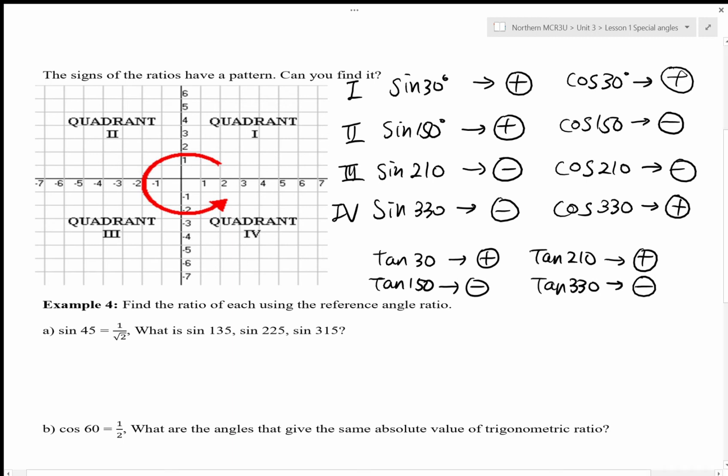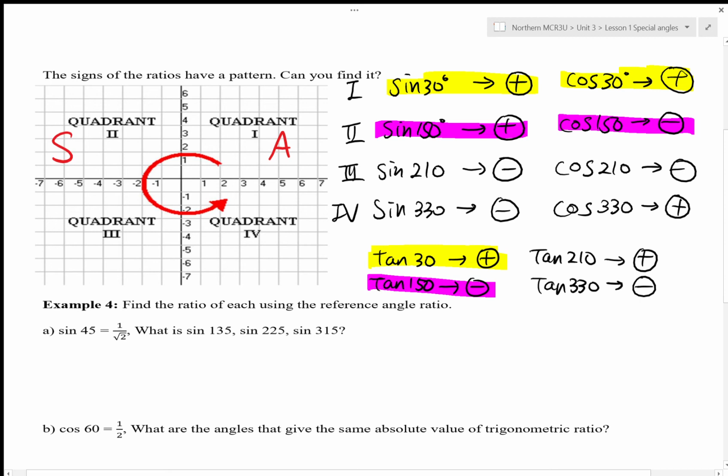If you take a look at quadrant 1, which are just the acute angles that we know of, aren't these all positive? So they're all positive. Now then, if you look at quadrant 2, the 150 portions, which one's positive? The sine is the only thing that's positive. So sine is the positive.